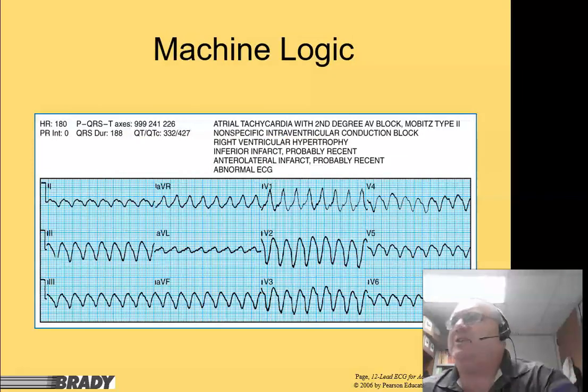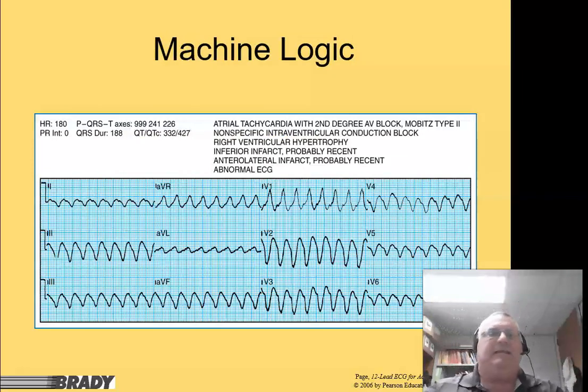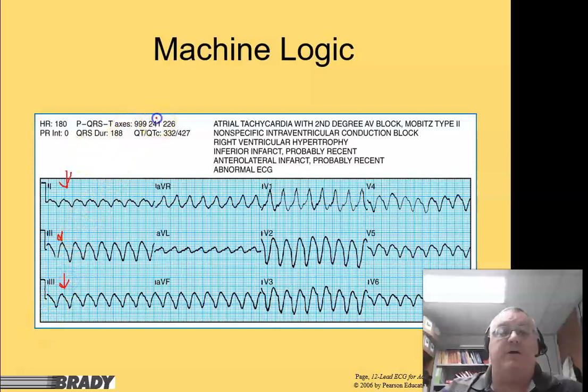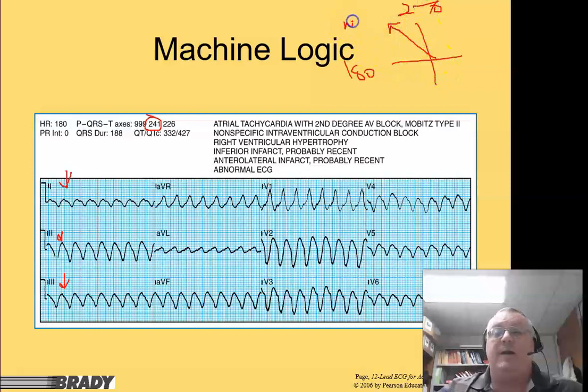Now let's talk about machine logic here. If I look at this strip, I immediately realize that this is VTAC. Stuff that we've already learned: ventricular in origin, down, down, down. Let's go up here to the axis, 241. If this is 180, that would be 270 or minus 90, whichever one you want to pick, but 240 is in that direction. So that's in no man's land, and there is no doubt about it.